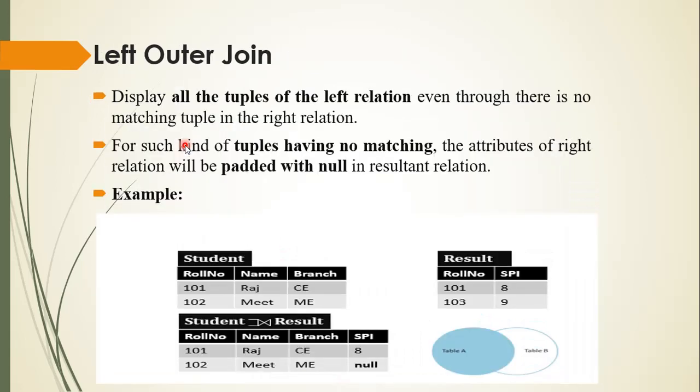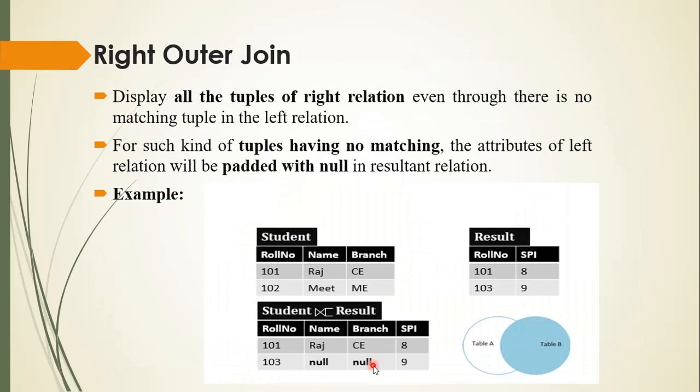For left side, it considers all the tuples of the left relation, and if we have no value in the right side table, then it will display null. And in the right outer join, if we are considering the right side table and if we have no record in the left side table, then we put only null. Here for 101 we have Raj and C, so it will display. For 103 and SPI 9, for roll number 103 we have no name and branch, so it will display null, because this is the right outer join.